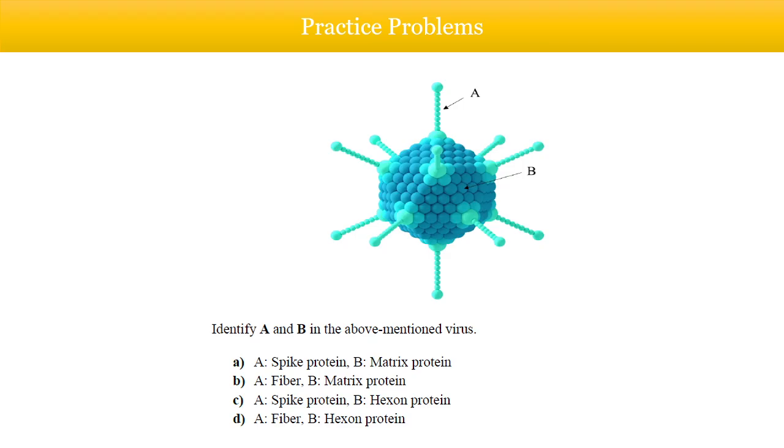Most of you are aware of the coronavirus and all. We had suffered a lot during that stage. So this is an icosahedral virus. So A is fiber and B is hexon protein.